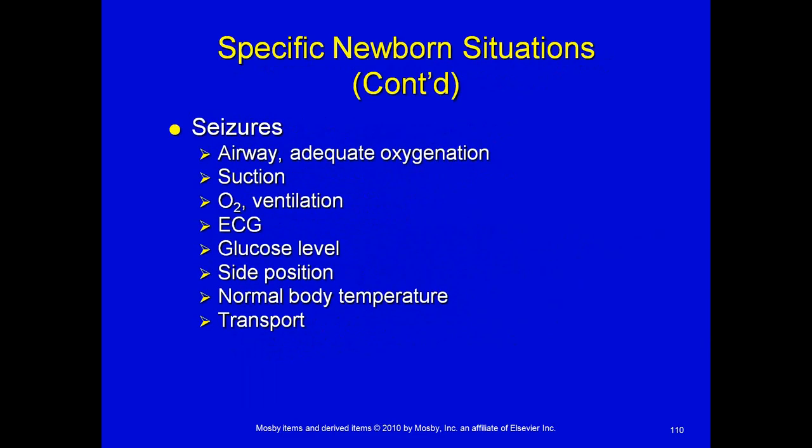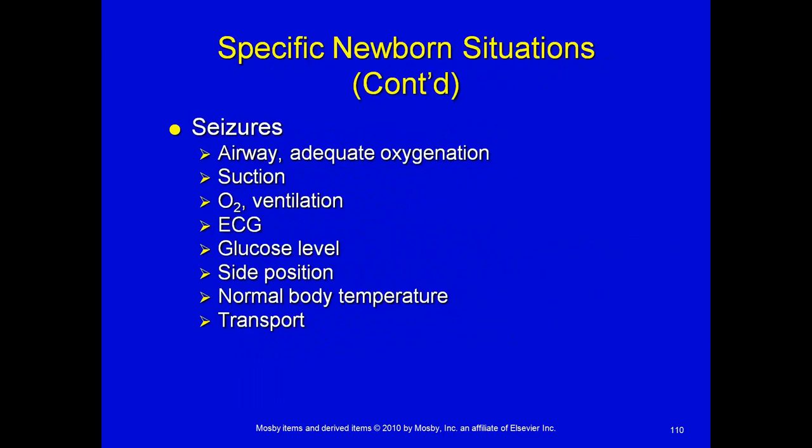Management would include managing the airway, ensuring adequate oxygenation, suctioning heavy secretions, giving them some oxygen, and assisting their ventilations, all after stopping the seizure. Do a 12-lead ECG and obtain a blood glucose level, because remember that high sugars can cause seizures, as well as low sugars. Low sugars can also be caused by seizures, because during the seizure you use a tremendous amount of energy, and so sugars can often be low as a result of the seizure.